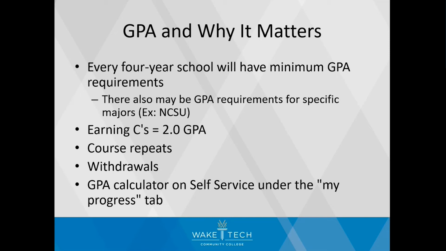And then also, we do have a GPA calculator in self-service under the My Progress tab where you can check your GPA. And it also has a feature that'll let you put grades that you anticipate in courses to see, like, this semester I'm taking 3 classes and I have an A, a B, and a C. How is that going to affect my overall GPA? And you can actually do hypotheticals like that as well.